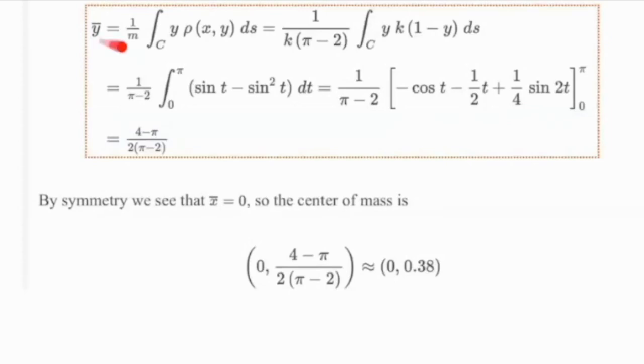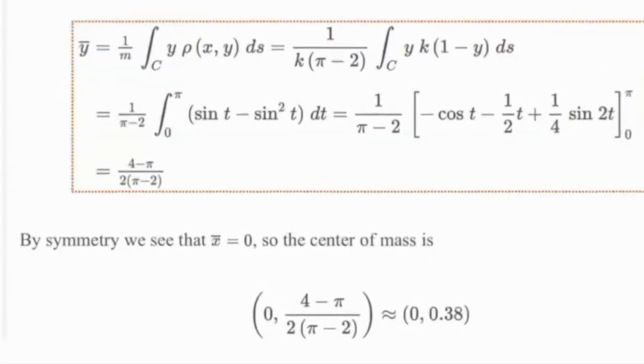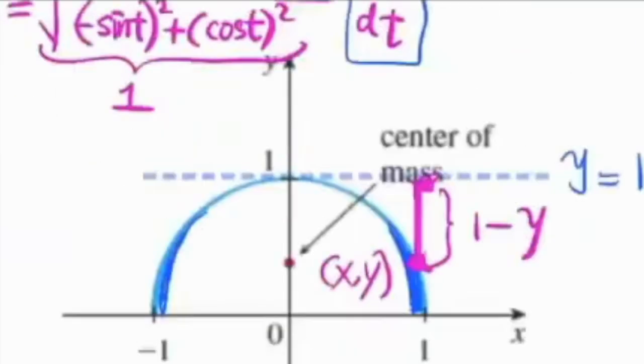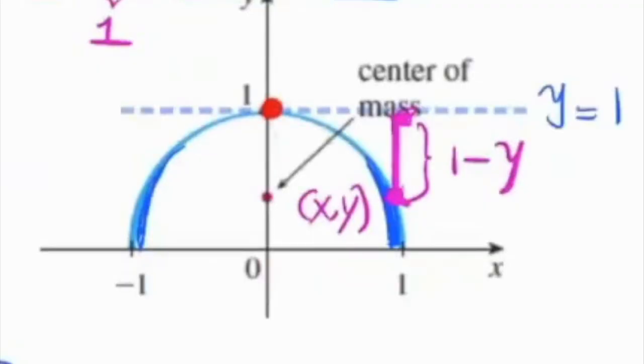You can calculate the y-coordinate of the center of mass using the formula that was given, and you get this. The x-coordinate of the center of mass, because of the symmetry, right? This side and this side are symmetric. So the x-coordinate of the center of mass has to be 0. Therefore, the center of mass is actually here. So this piece of wire over here with that linear density has its center of mass here.